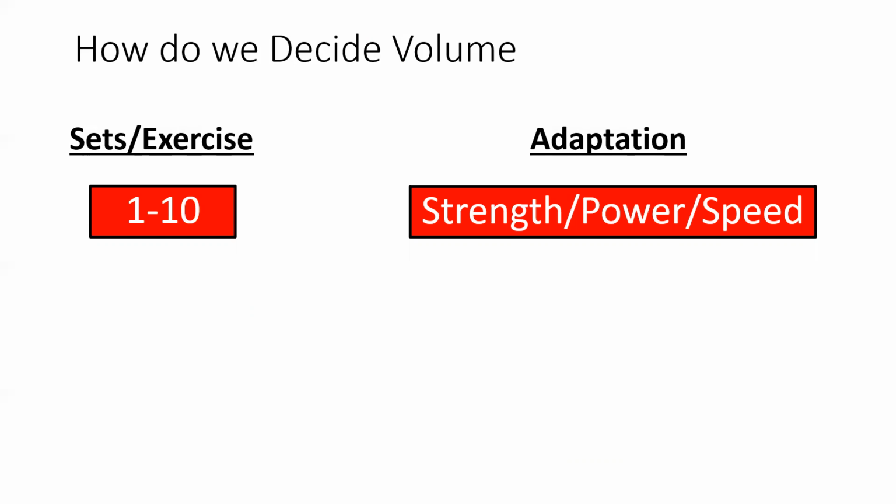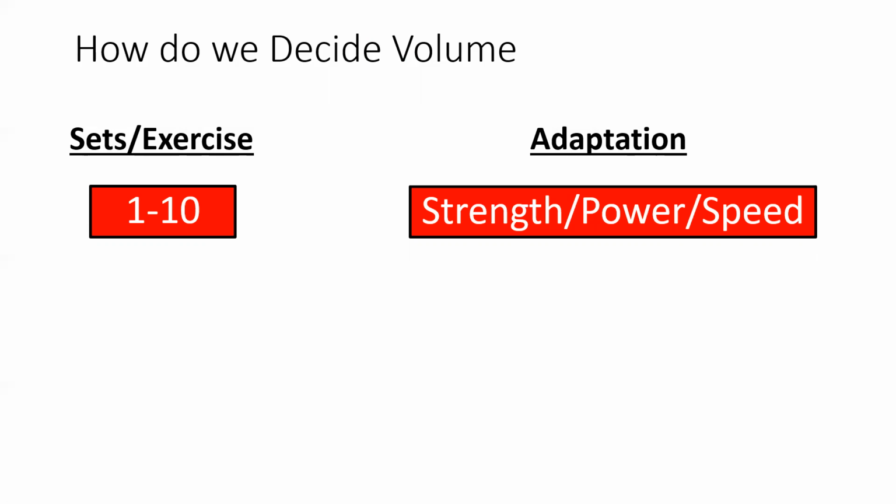When it comes to the set-based volume, this is how many sets I would perform. For strength, power, and speed, somewhere between 1 to 10 sets. So if you're doing 1 repetition maximum training where you're trying to push up to a maximum set, maybe you only do 1 set at that heavy weight. Or you're performing speed work and you do 10 sets of 2. That's 20 total repetitions for that volume. That's not very high. That's something like a plyometric training session.